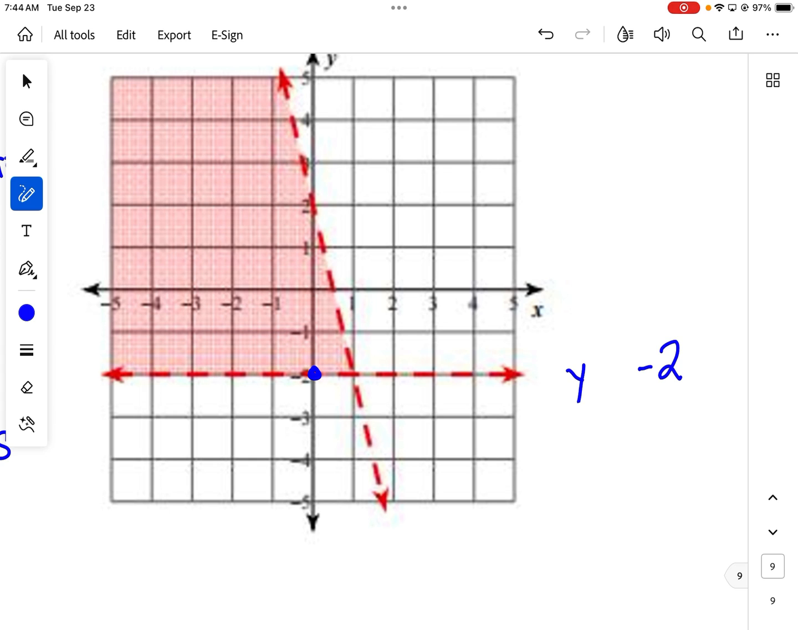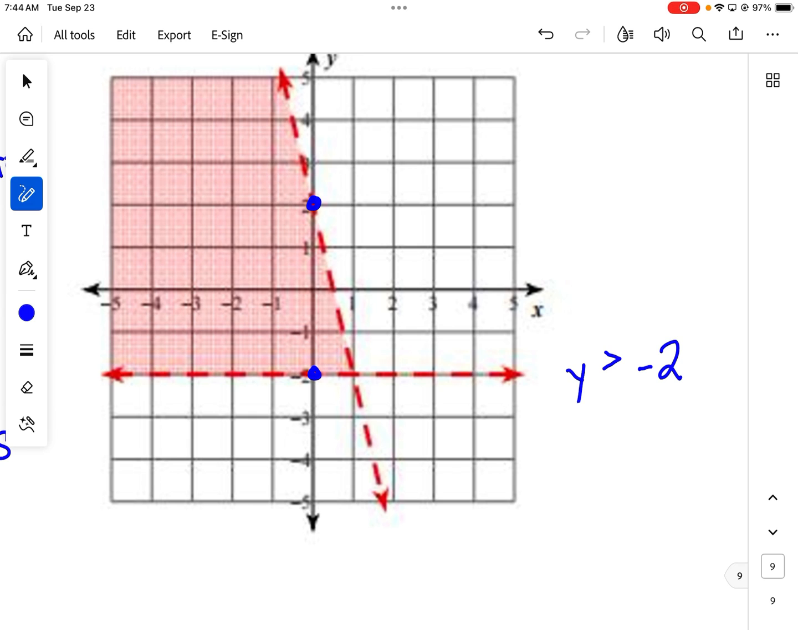Was it shaded below or was it shaded above? Greater than. Because there's no shading below that dotted line. So it's going to be greater than. And it's a dashed line, so it's not equal to. So that means that this one was shaded above.